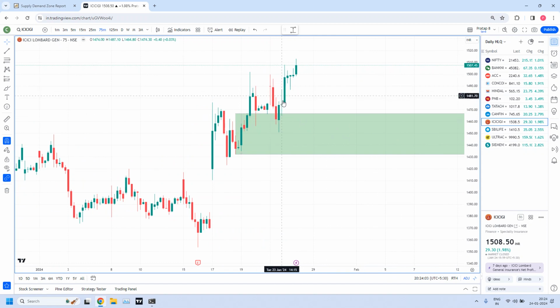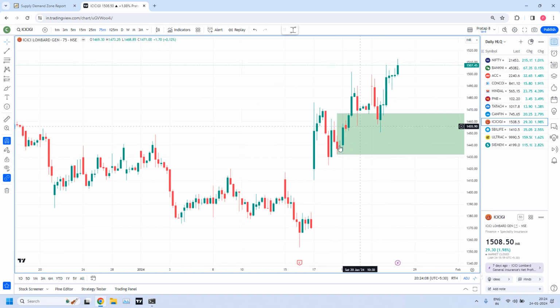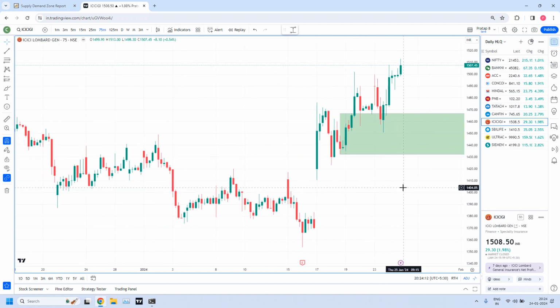Even the prices did not enter into the zone today. And also did not fine tune this zone. The reason is the structure inside this zone is not convenient. So that is the reason why this zone will be not convenient for trading.